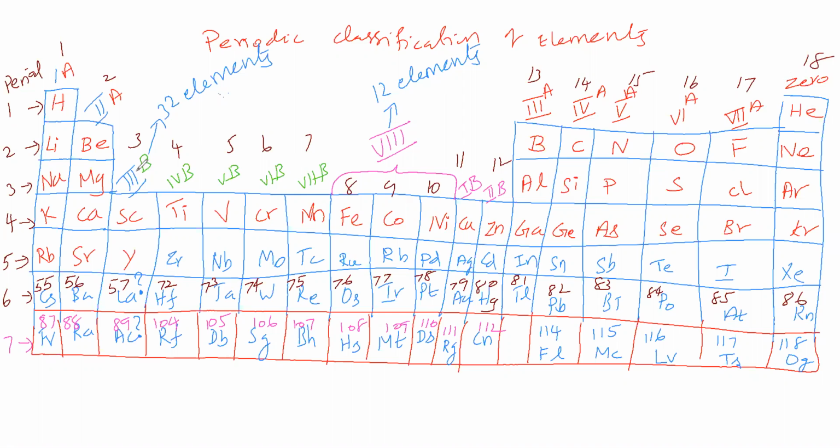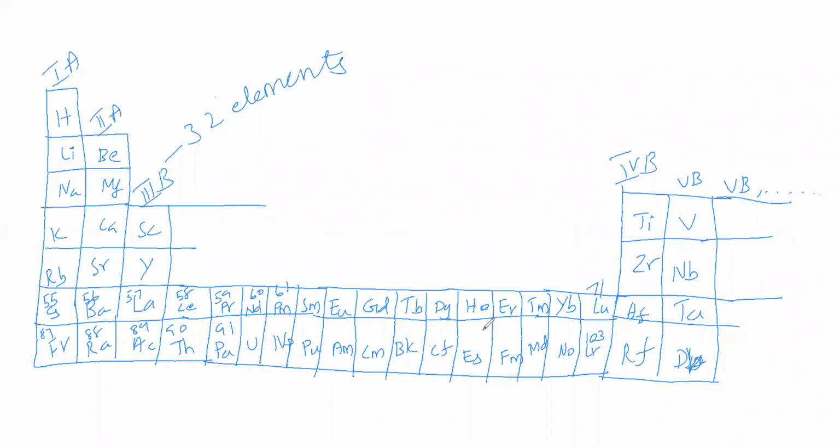So as per the European system, 3B contains 32 elements. As per IUPAC, the third group contains 32 elements. So elements group-wise and period-wise we have seen. Then the long form of the periodic table is this one. It is the long form of the periodic table.